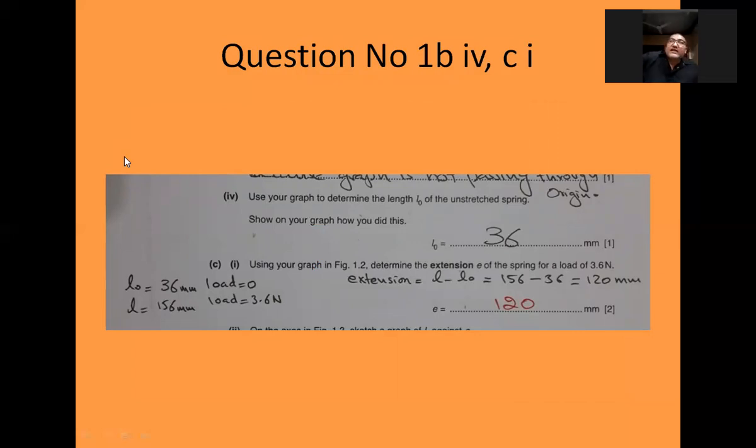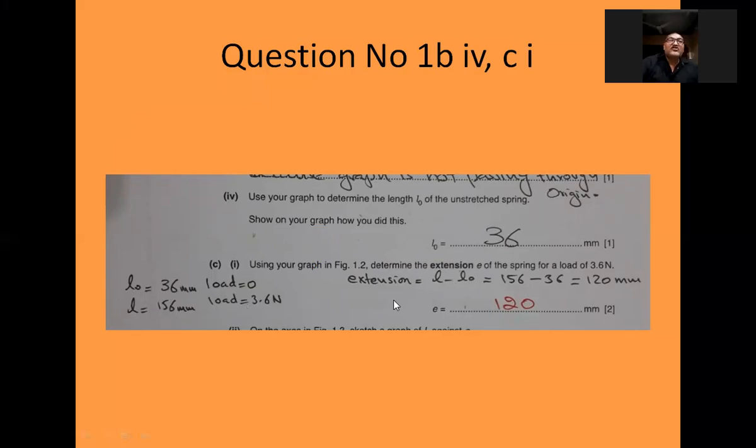So on the graph, I told you how I've done this. So that's 36 millimeter. Then the C first part is: use your graph in figure 1.2 to determine the extension E of the spring for a load of 3.6 Newton. You can see when the load is 0, the length is 36 millimeter. And when the load is 3.6 Newton, the length is 156 millimeter.